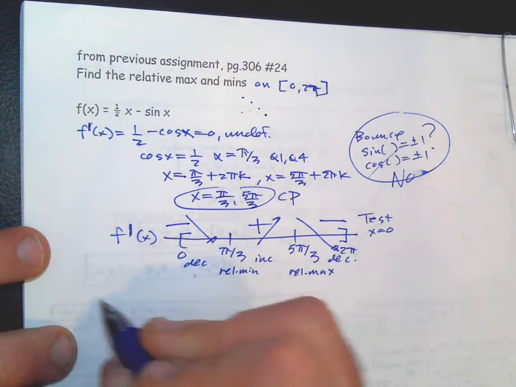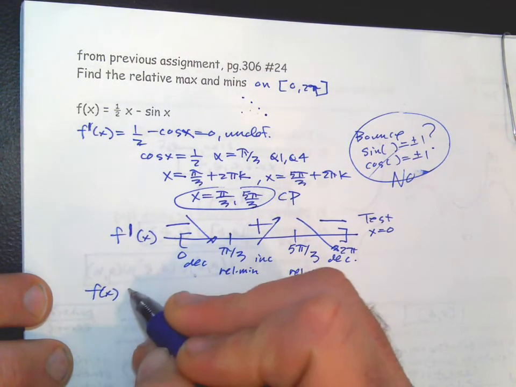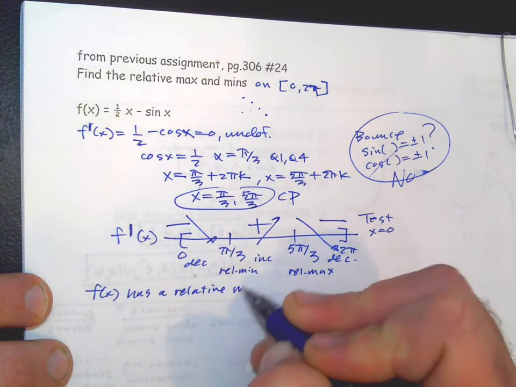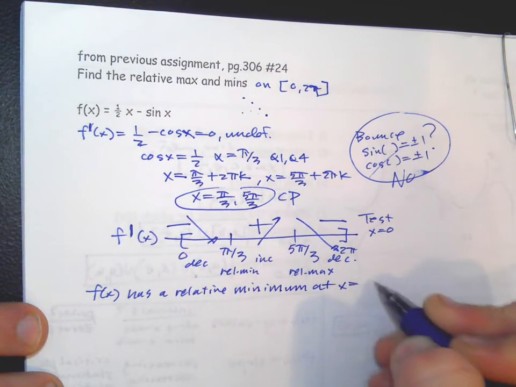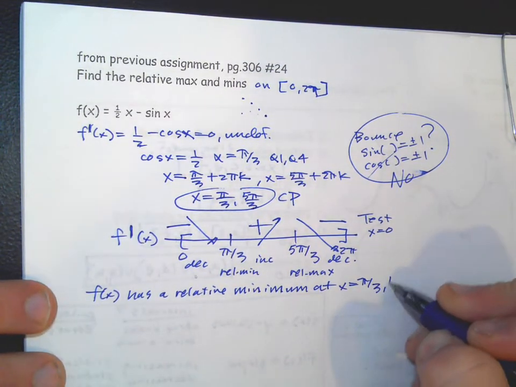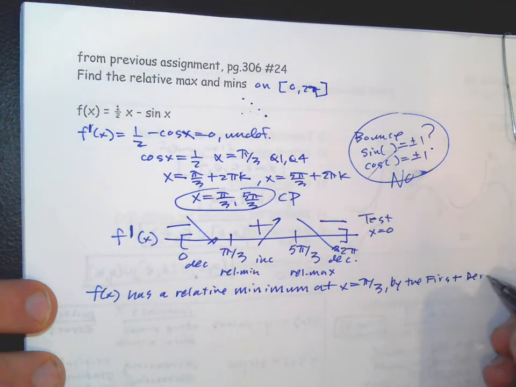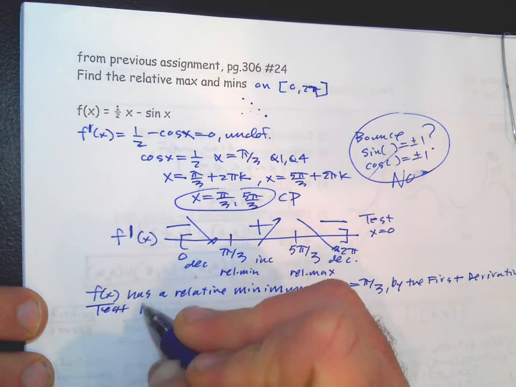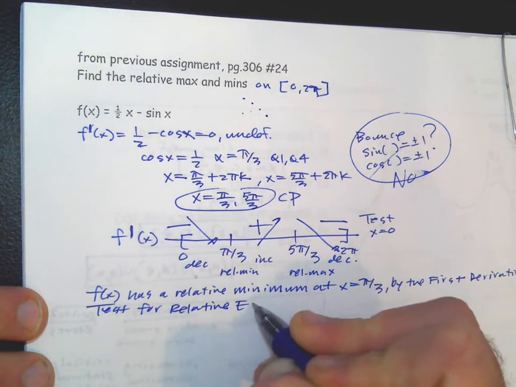So the technical answer might be f of x has a relative minimum at x equals pi over 3, right? Now the justification would be by the first derivative test for relative extrema. On the AP test, you're going to have to do this for a response. You have to write this out.